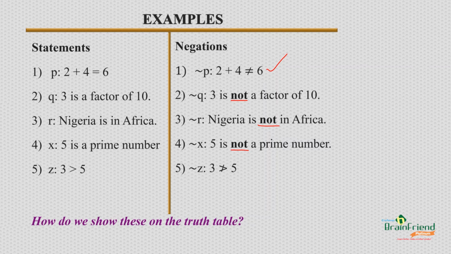The last statement is 3 is greater than 5. Let's represent that statement with Z. That will also mean in the negation form not Z or negation Z, and that will now be stated as 3 is not greater than 5. Please note this. 3 is not greater than 5 could be 3 is less than or equal to 5. But in logic, we are going to first leave it as 3 not greater than 5.